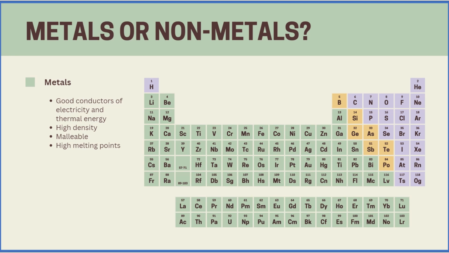Okay, next, metals or non-metals. Here now we are seeing the non-metals, which are purple in color. These are poor conductors of electricity, that's why they are known as non-metals. Also they have less thermal conductivity, opposite to metals, low density, brittle, meaning you can easily break them, and low melting points.